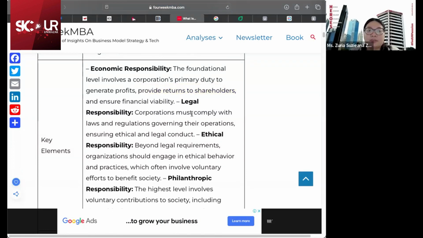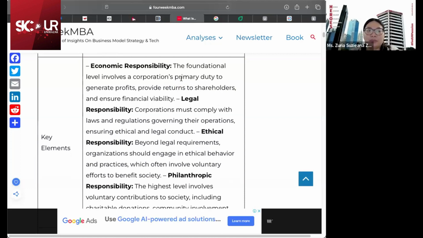Next, the second responsibility is that the corporation must comply with any laws and regulations governing their operations. It depends on which industry you are in, what kind of business you are in. Any laws and regulations that you must follow, you must follow. That one is compulsory, no compromise. After you have the fundamental, which is to generate profit, the second is you must follow all the legal requirements and so on.